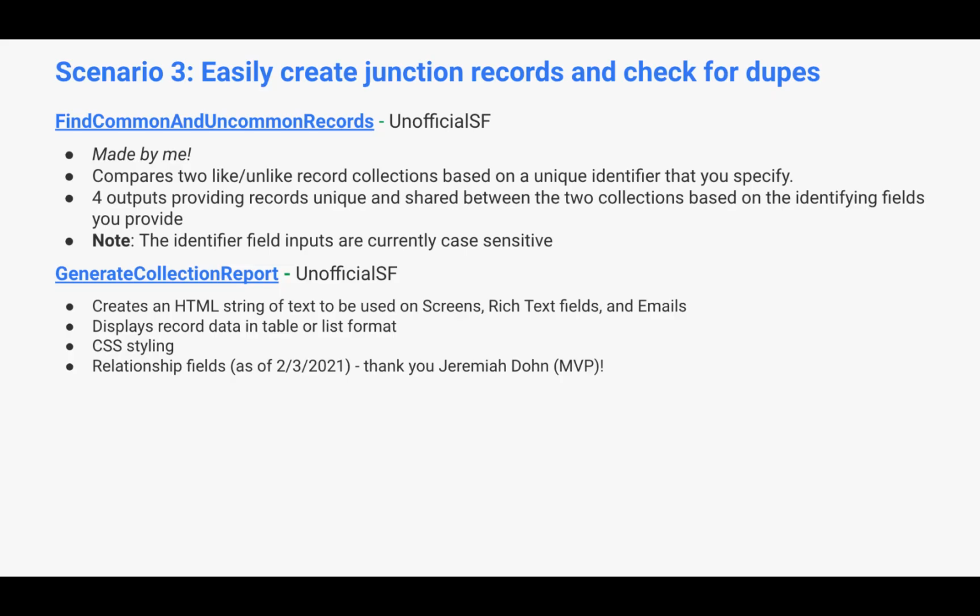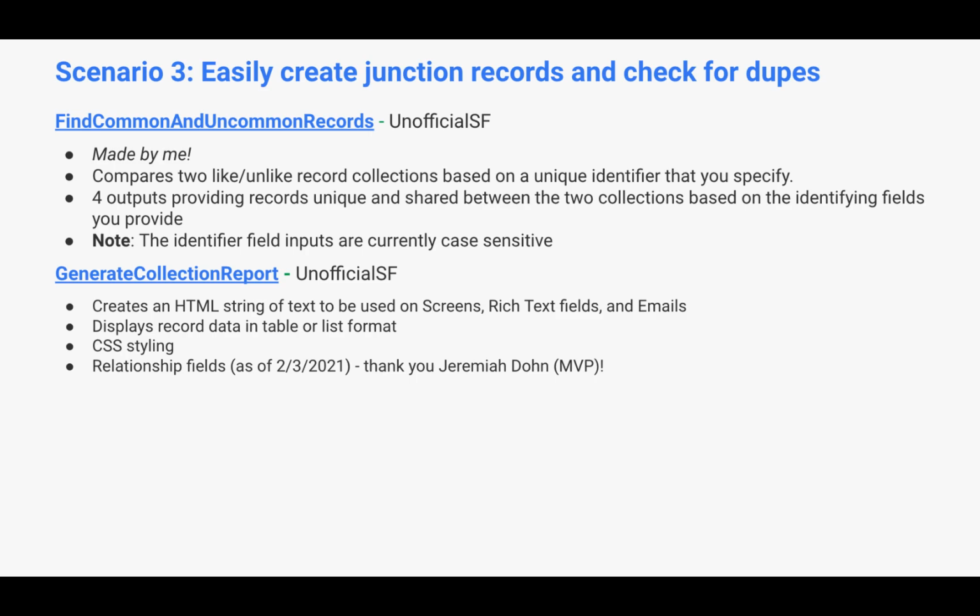So the next action here is a scenario where you want to easily create some junction records, and you want to check for dupes while you do it. So there are two actions I'm going to show off. One is FindCommonAndUncommonRecords. I just made this a couple weeks ago to address a lot of scenarios where I just wanted to find the related records between two different collections, even scenarios where the two objects might be different.